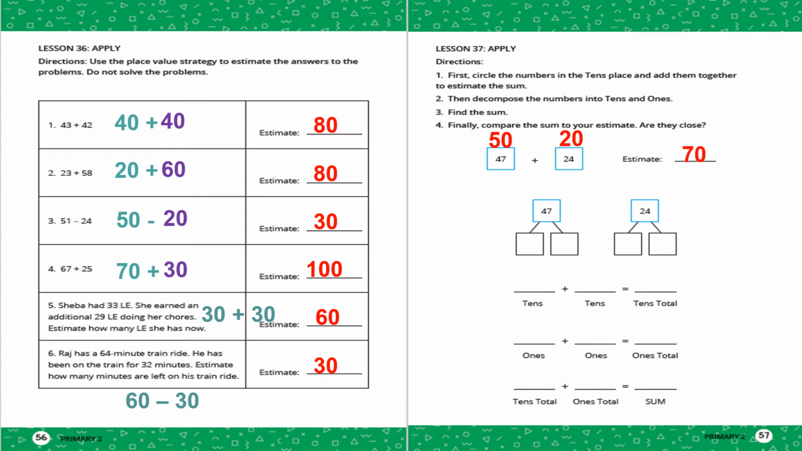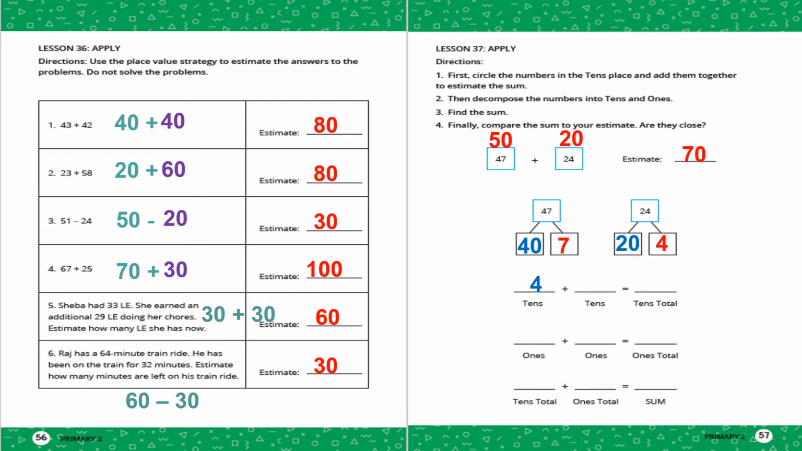Now let's decompose 47. 40 in tens, 7 in ones. Let's decompose 24. 20 in tens, 4 in ones. Now we want to add the tens together. How many tens do we have in 47? Here we have the word tens, so we must cancel the zeros. So we have only 4 tens.